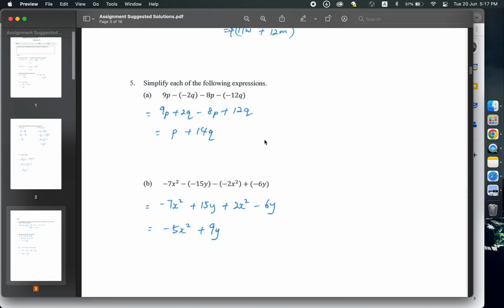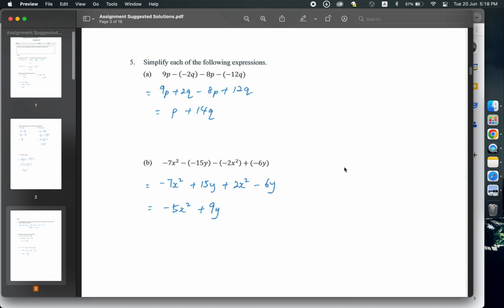Question 5A. This time round, just take note that first we know that minus a negative gives us a plus. And also we can only add like terms together. So in this case, we have 9p minus -2q minus 8p minus -12q. Once we sort out the minus negative to make it into plus, we can only merge the same like terms together. So we end up with p plus 14q, which is the simplest form.